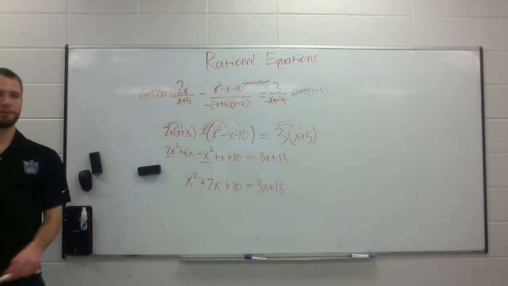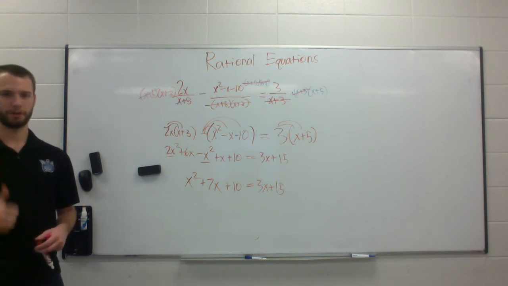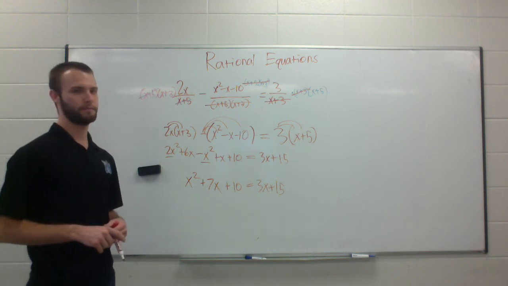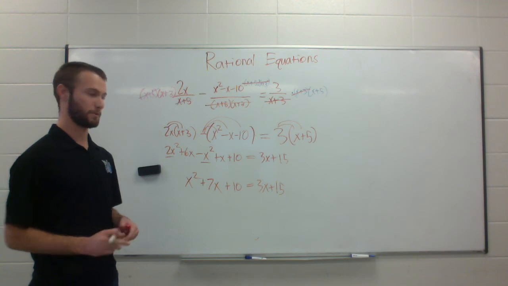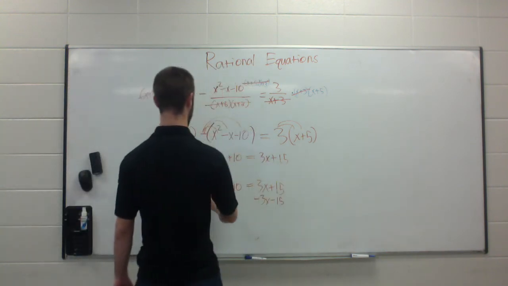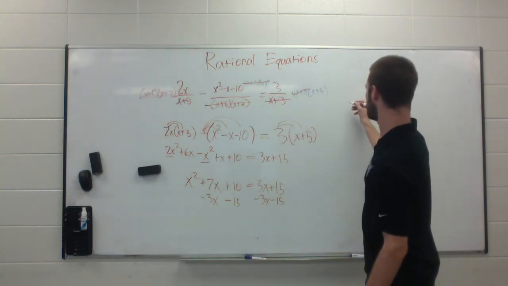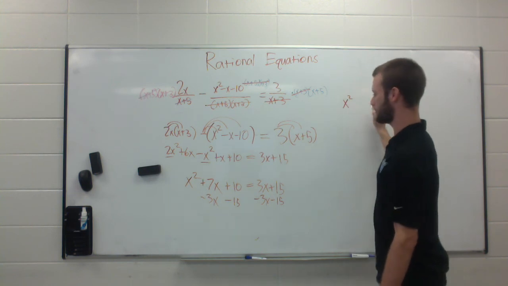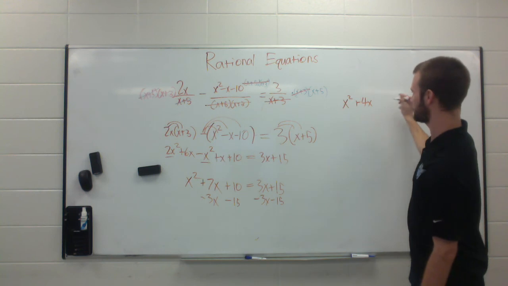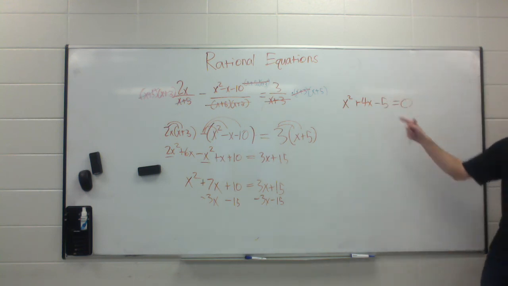Now what type of equation do we have? You yelled quadratic at the screen, right? Good. What do we do with a quadratic equation? You yelled set it to 0, right? Right, you did. Subtract 3x and subtract 15 from both sides. And we get x squared plus 4x minus 5 equals 0. And this equation can be solved by factoring.